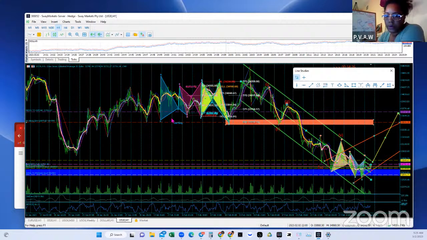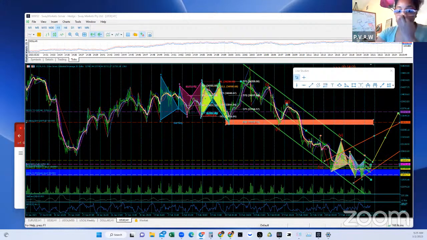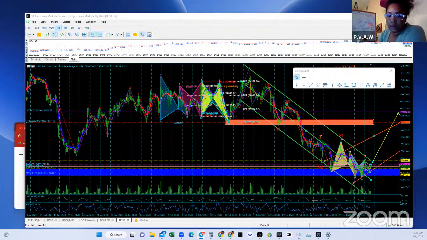and January 31st. Actually, it was a bearish butterfly. Edit: bearish butterfly. It was a bearish butterfly on FXSWAY. It was a bearish Gartley created between January 16th and 26th.